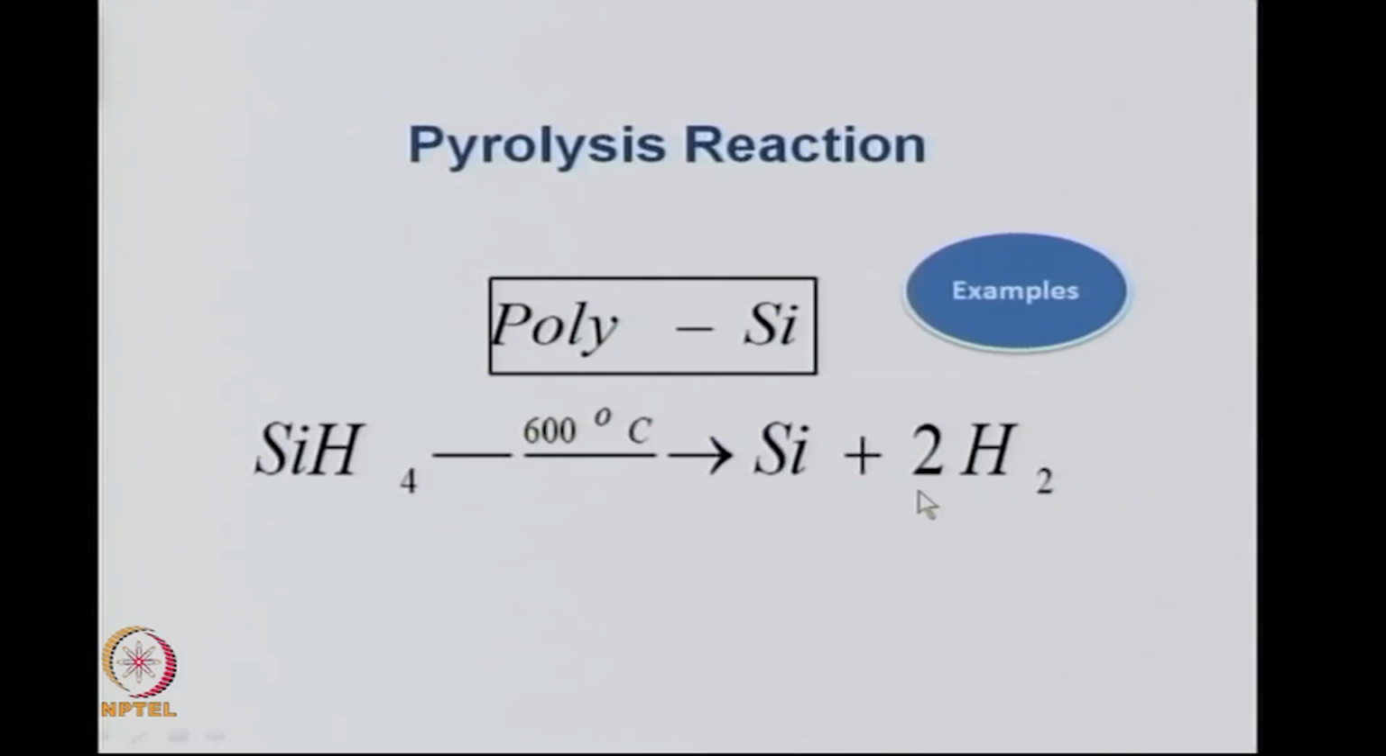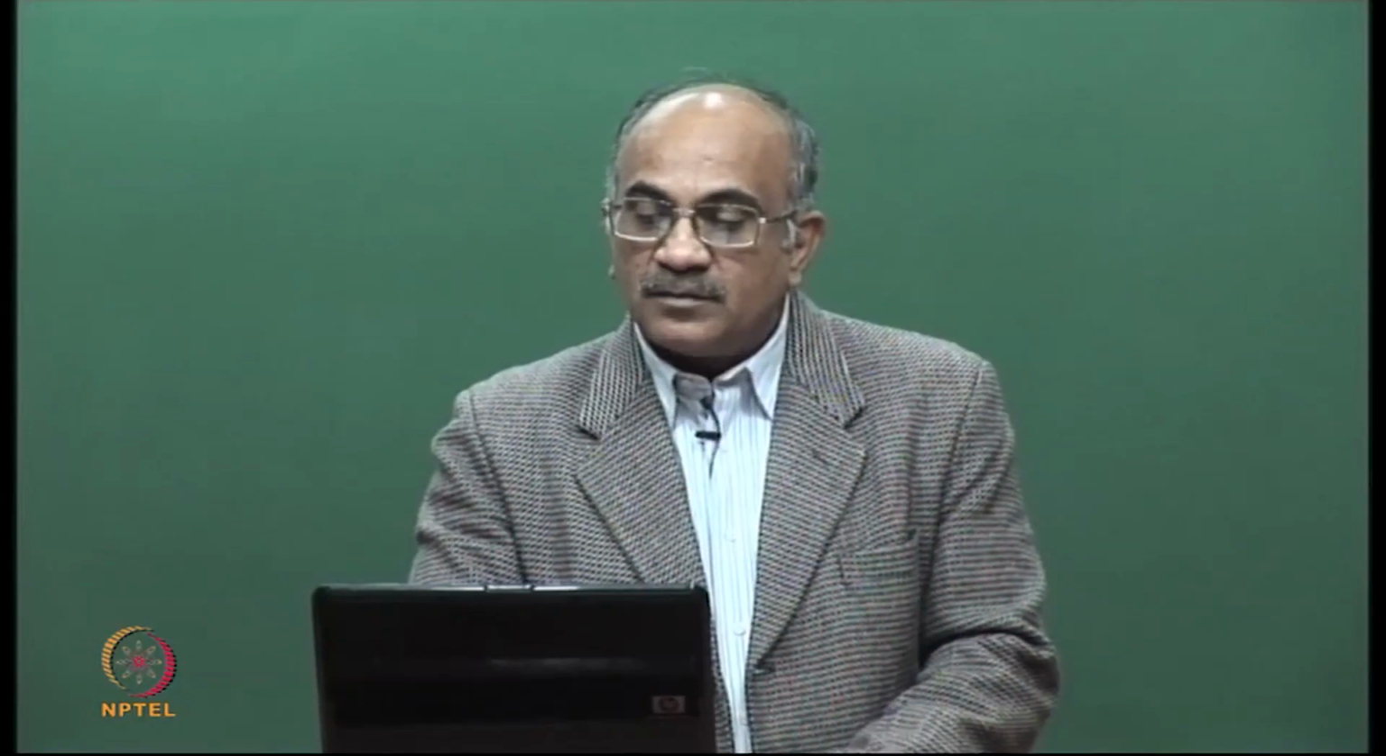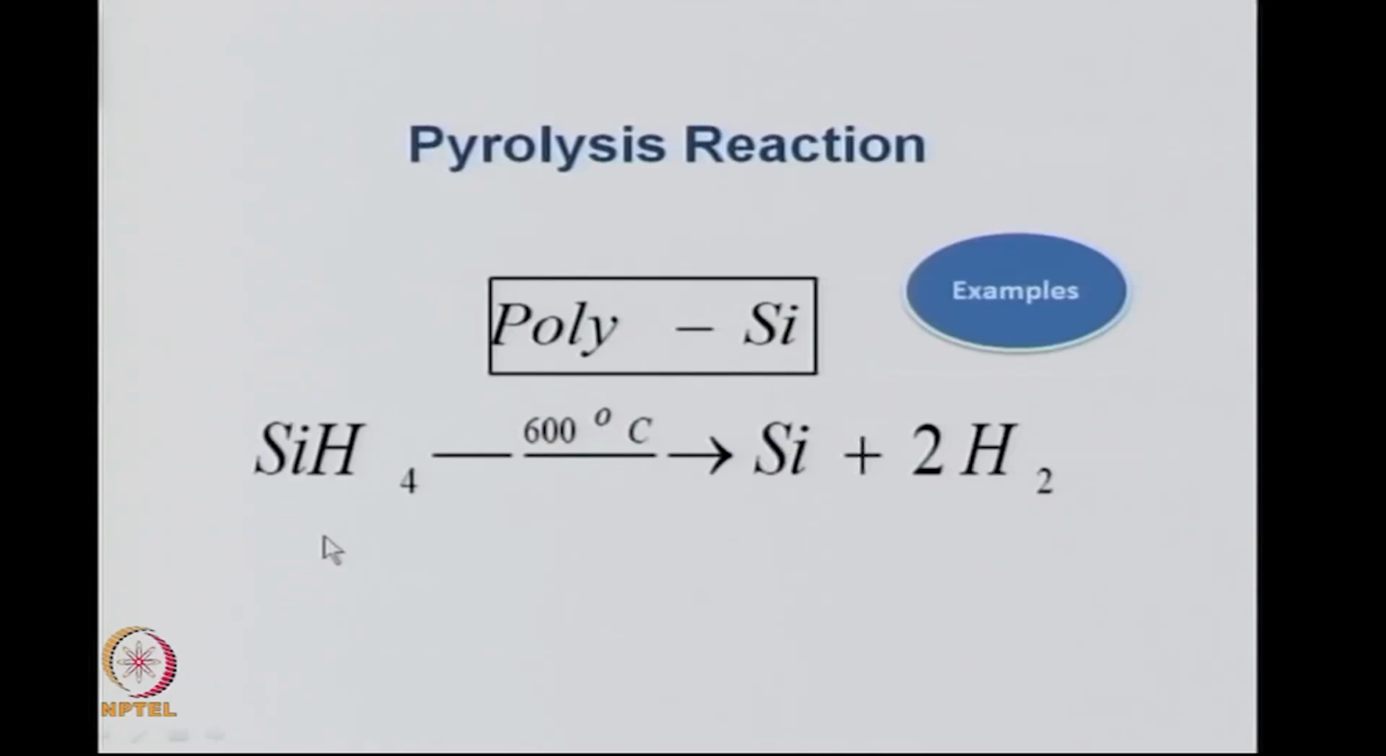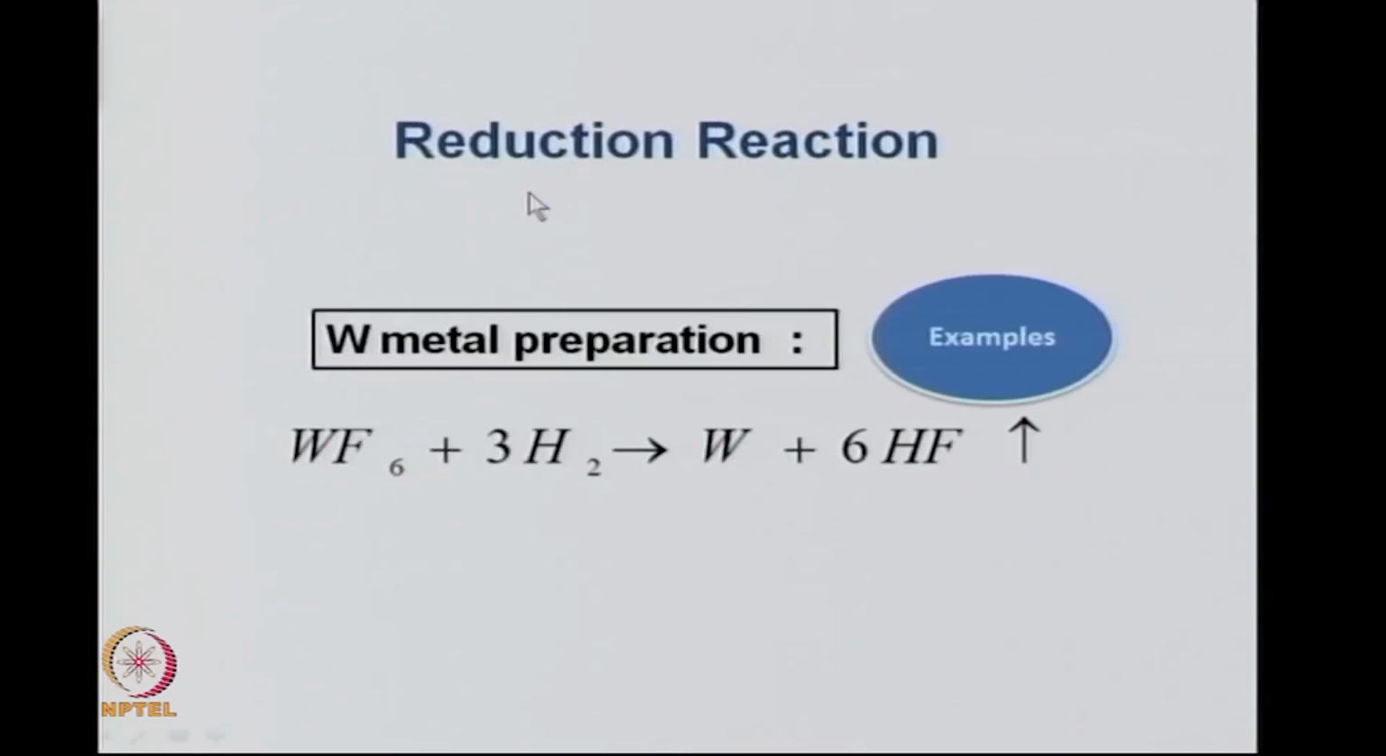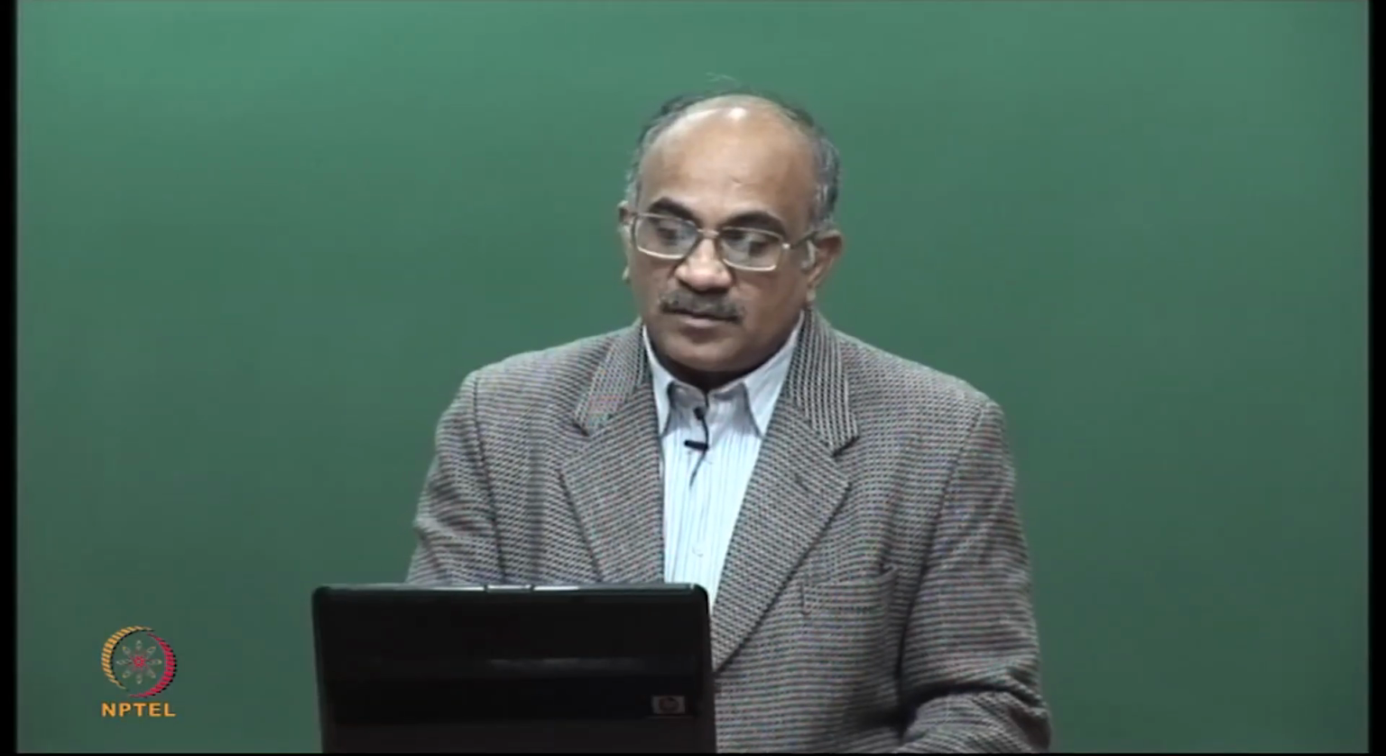So, this is a typical reaction where pyrolysis is taking place, that means breaking down of a compound by giving some heat, that means at high temperatures you are breaking this up to give you these molecules. These molecules will be transported to the substrate and form the film. So, this is a CVD process which uses a pyrolysis reaction.